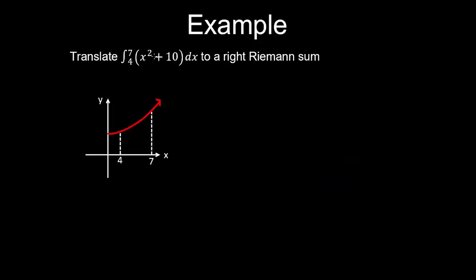Let's translate this definite integral to a right Riemann sum. So recall with a right Riemann sum, the right of each rectangle touches the curve. And we'll assume rectangular partitions with a uniform width. So given the interval we're looking at from 4 to 7, the width of each rectangle is 7 minus 4 on the number of rectangles.